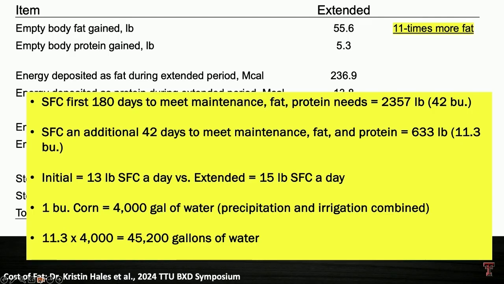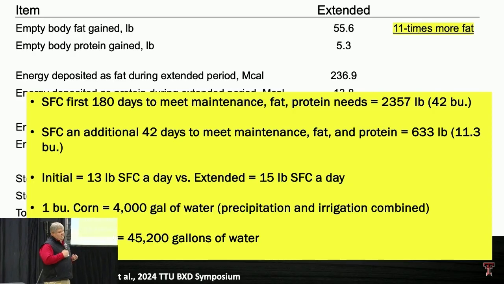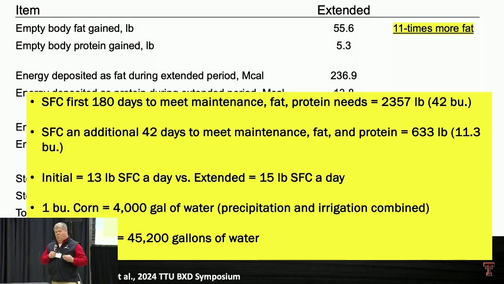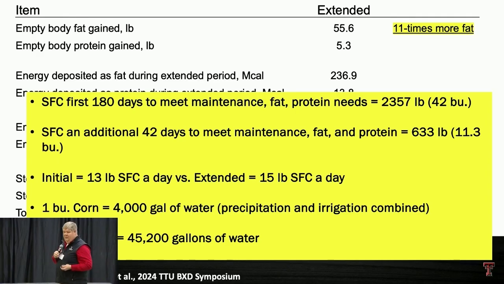So in that, 13 pounds of steam flake corn a day in the initial period, 15 pounds in the extended period. 1 bushel of corn cost us 4,000 gallons of water, whether that be precipitation or irrigation. We multiply that by the additional 11.3 bushel, and that cost us 45,000 gallons of water. 1 head. Think about it. And we wonder why we struggle with groundwater scenarios in western Kansas, in the high plains of Texas, right? In water deficit areas where we're feeding the majority of cattle.